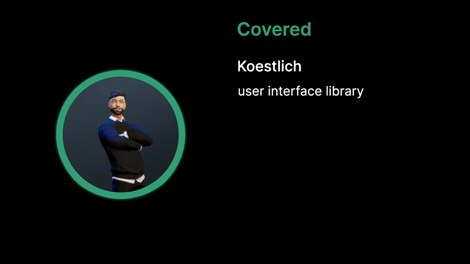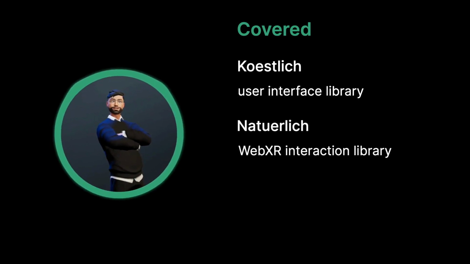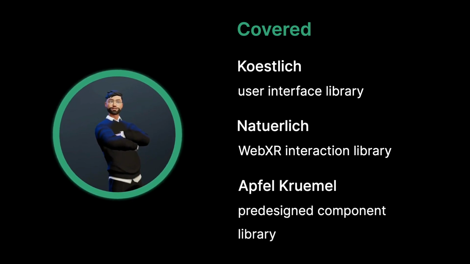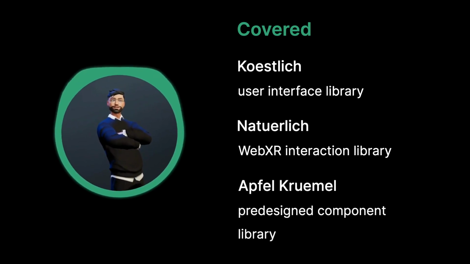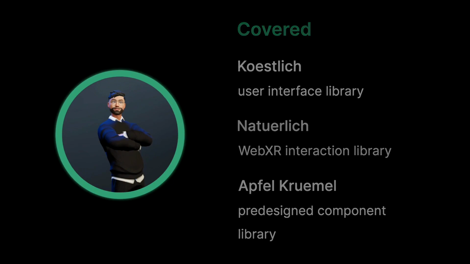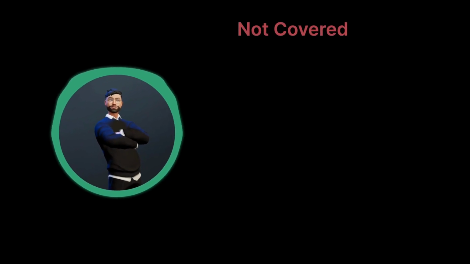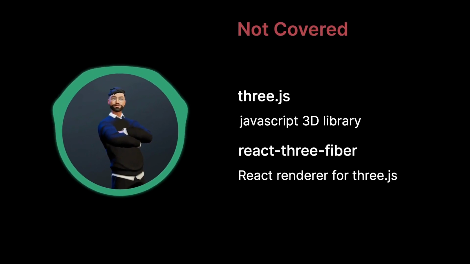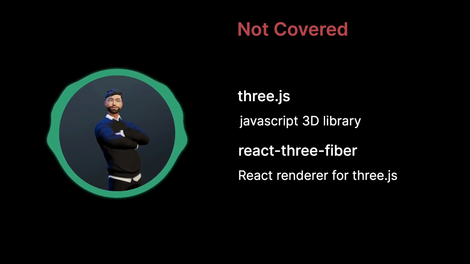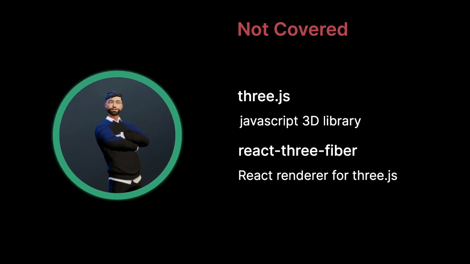In this tutorial, we'll discuss our individual libraries' basics. Koestlich is our user interface library. Natuerlich is our WebXR interaction library. And Apfel Kruemel is our pre-designed component library. However, I will not cover the basics of Three.js or React Three Fiber. That would go beyond the scope of today's tutorial.